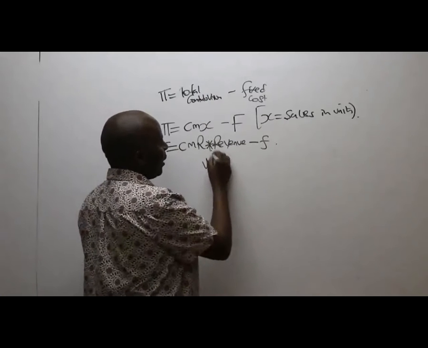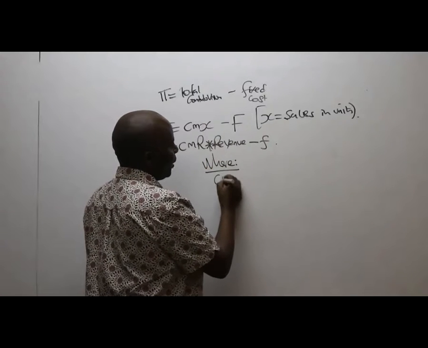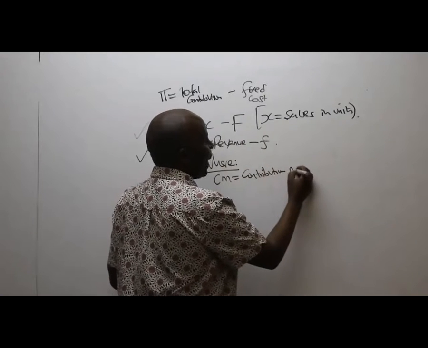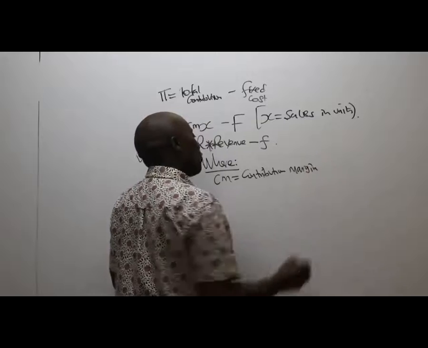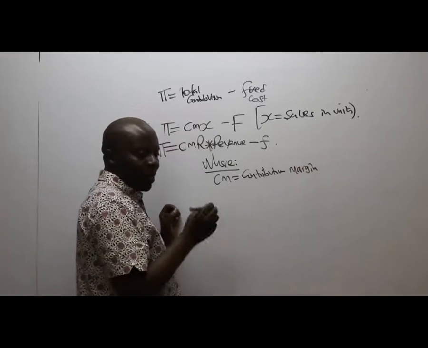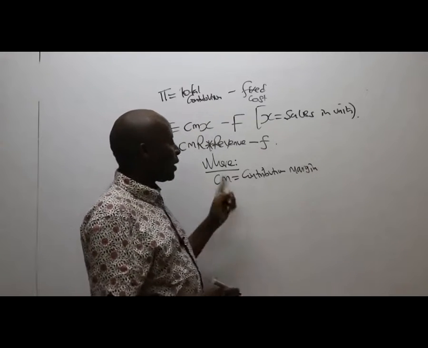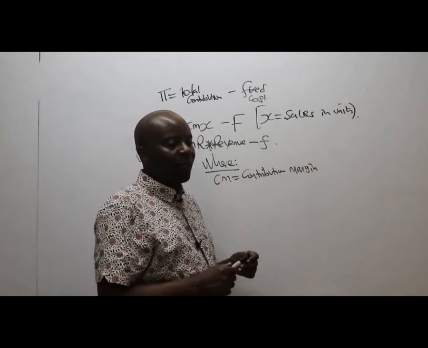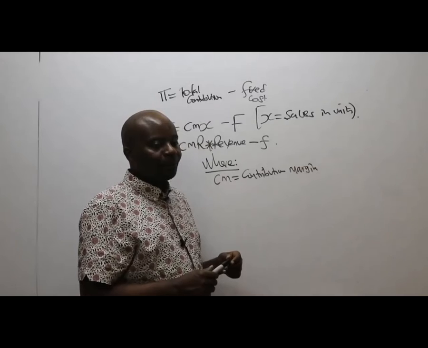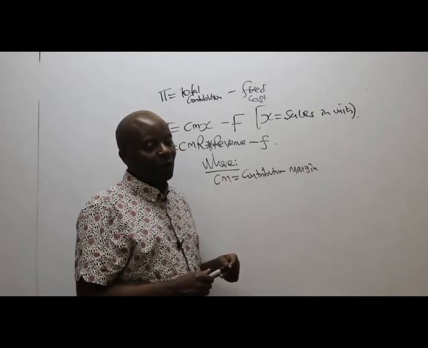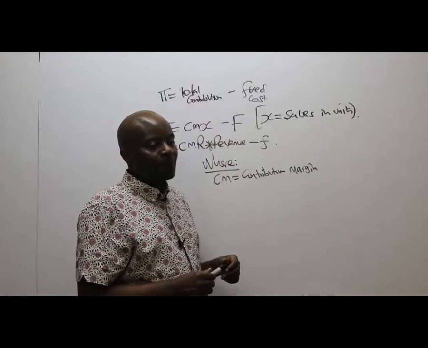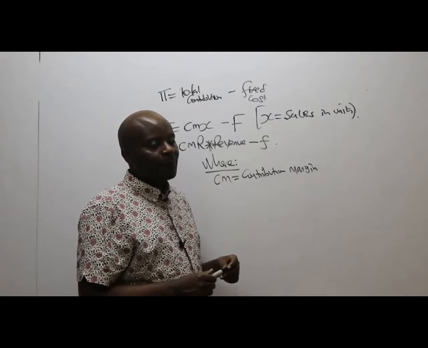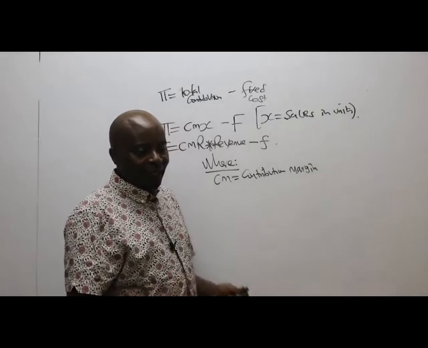Remember from your section 2, this CM stands for contribution margin, or contribution per unit. Is there anybody who can remind us of the formula for getting this CM? How do we get CM? Anybody?